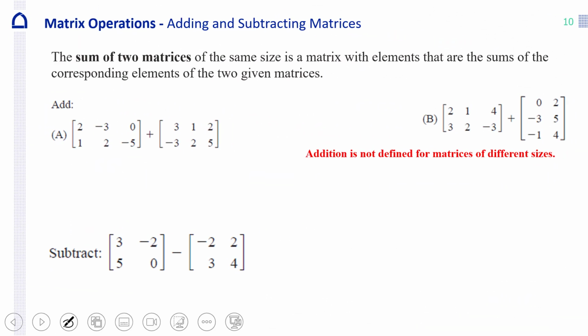Now, we are going to add two matrices and subtract two matrices first. To add, you should have the same size. So this is a 2 by 3 matrix, 2 rows and 3 columns. This is also 2 by 3. So you can add them because in the addition, we are going to add the corresponding elements together, right?